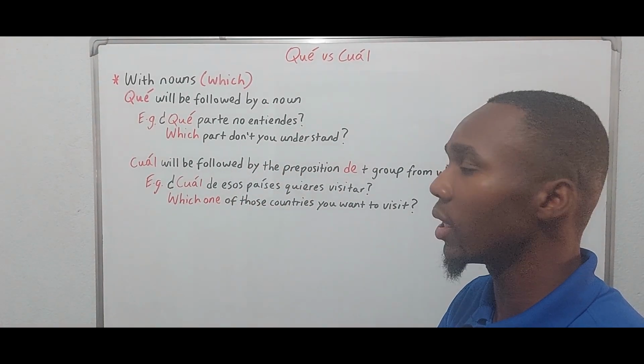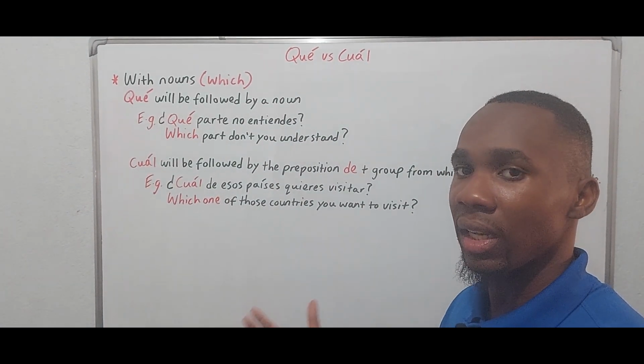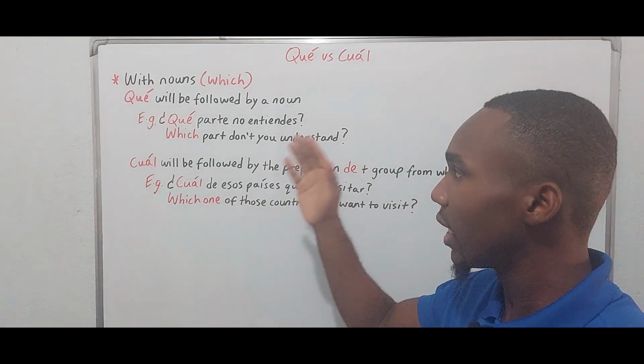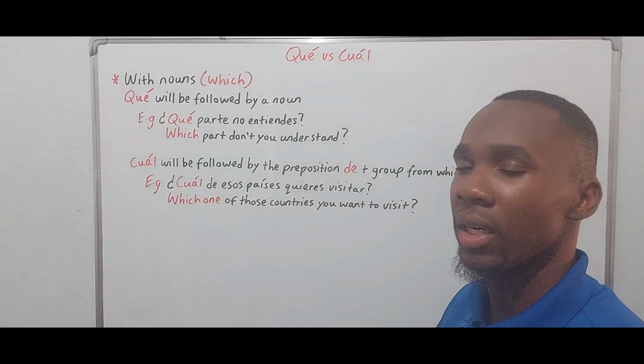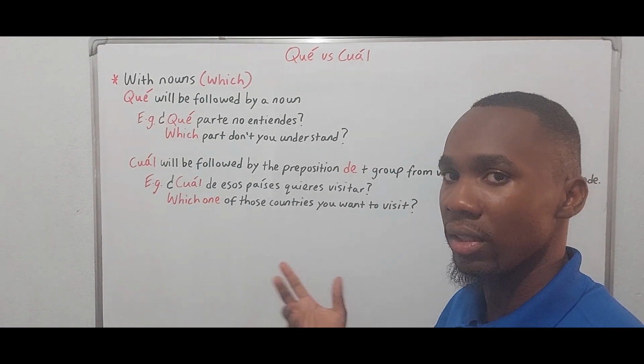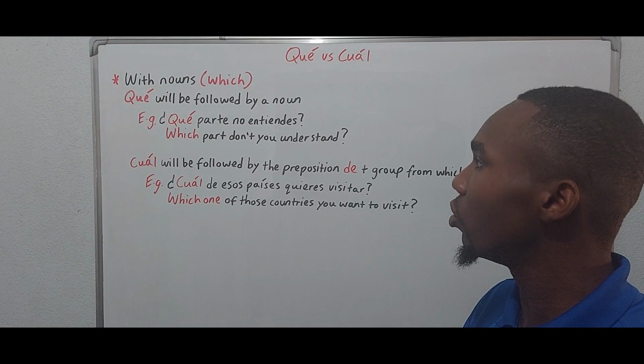So if you hear cuál parte, it is not incorrect, that's just how it is done in Latin America. But in Spain, ¿qué parte? A noun will always be preceded by que, not cuál, in Spain. So, ¿qué parte no entiendes? Which part don't you understand?